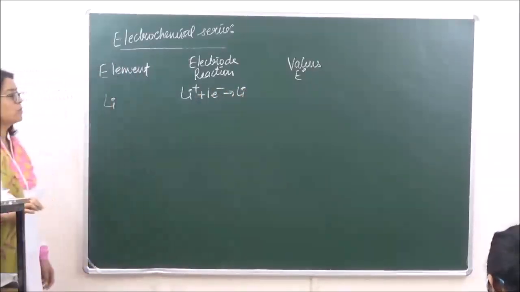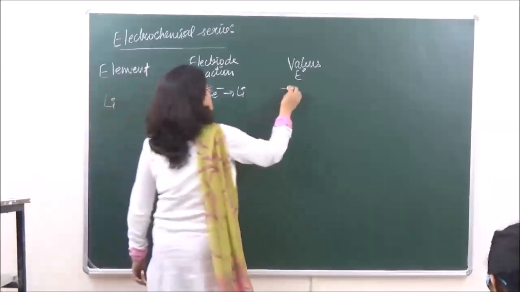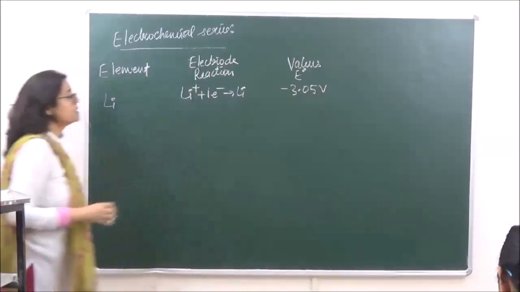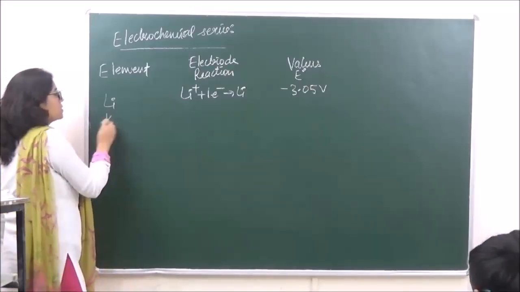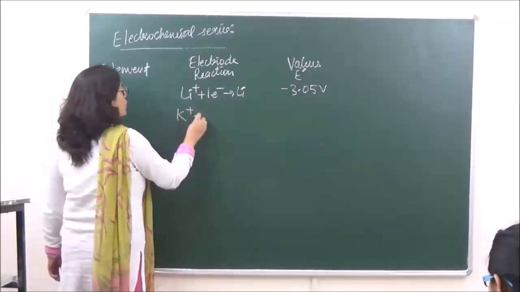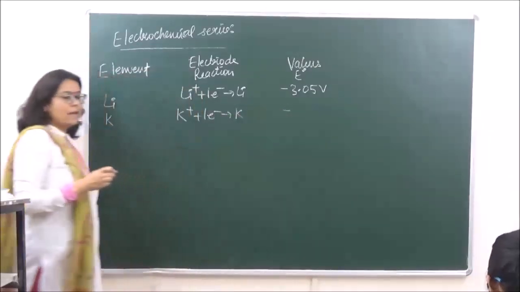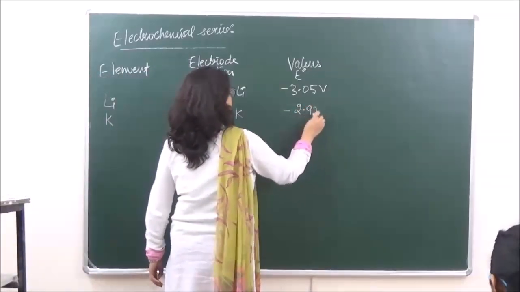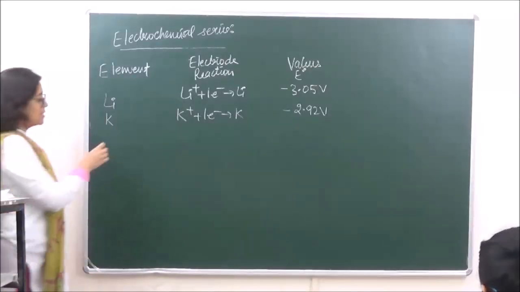The electrode reaction over here is Li+ plus 1 electron to give us lithium, and the E naught value is minus 3.05 volts. Lithium has the most negative value of reduction potential. After lithium comes potassium: K+ plus 1 electron to give us potassium, and the E naught value is minus 2.92 volts. Then the next is calcium.